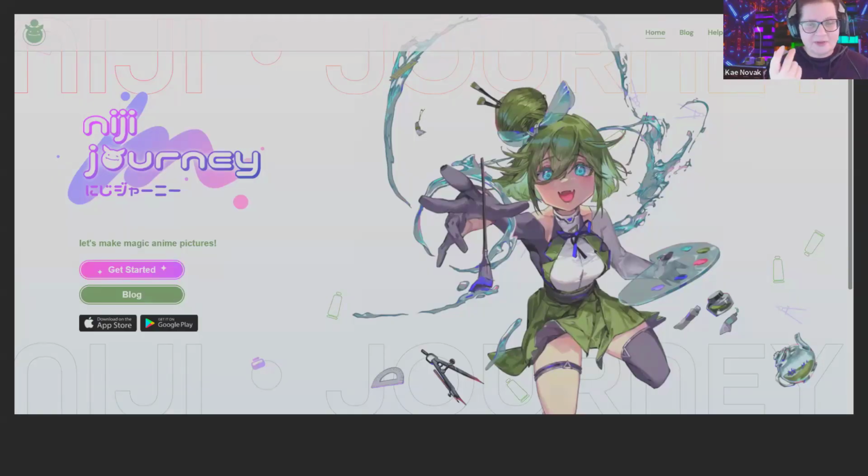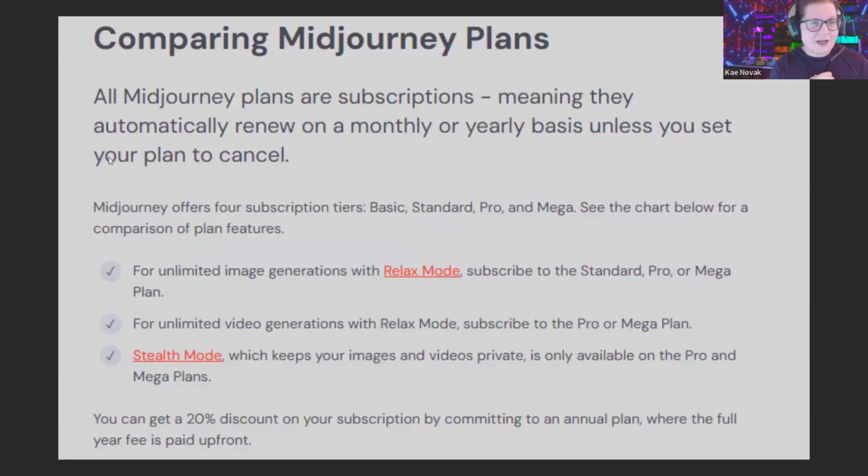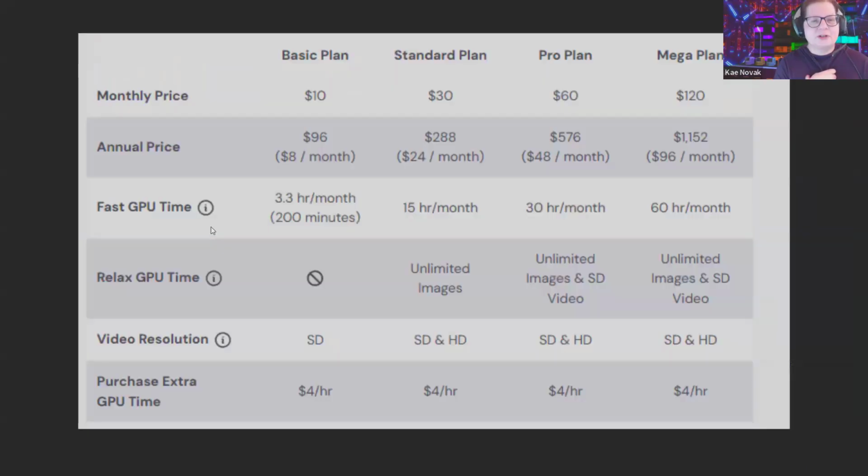So I threw the image up in there, but then let's look at some of the pricing options that you have. Midjourney plans or subscription, 4 tiers: basic, standard, pro, mega. Now start looking at the things: monthly, annual, fast GPU, relaxed GPU, video, purchase extra GPU. Your GPU can only be fast or relaxed. It cannot be anything else.